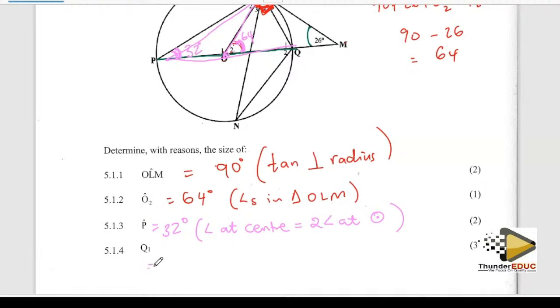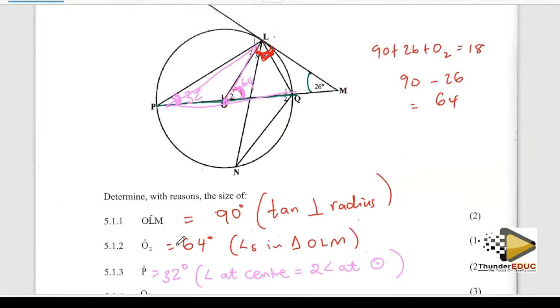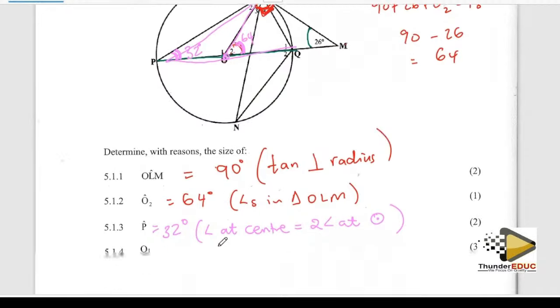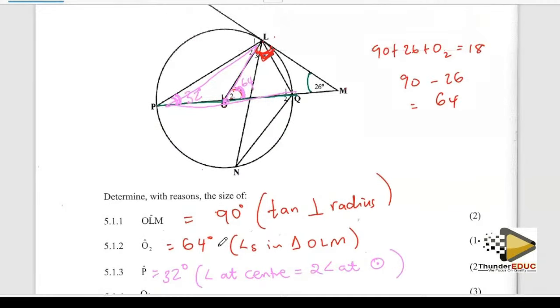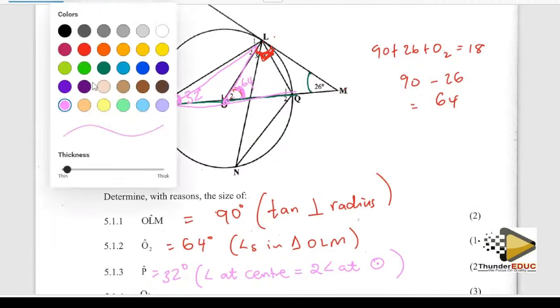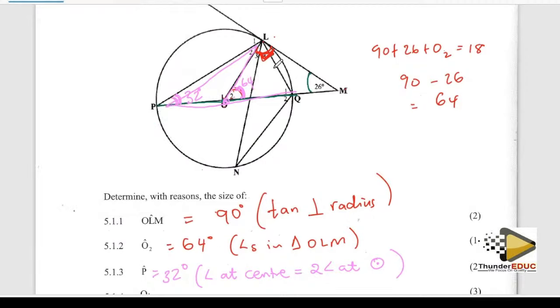Then they want us to get Q1. Q1, which is 3 marks. Q1, Q1, Q1. Does it make sense? Let's see. Let me change this to a green. Okay, this is the angle that they want. All right, shouldn't be a problem.